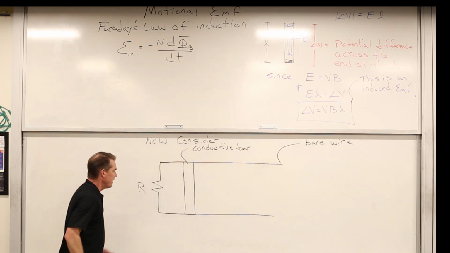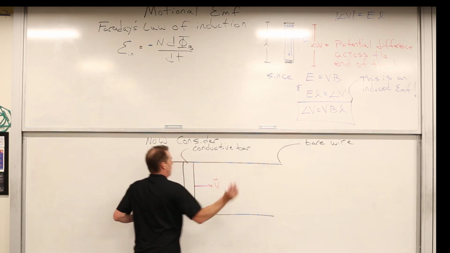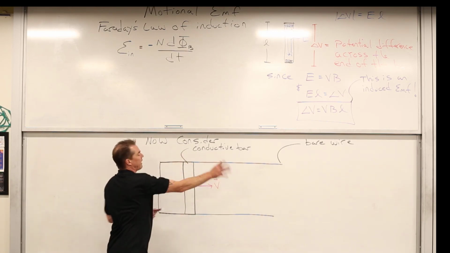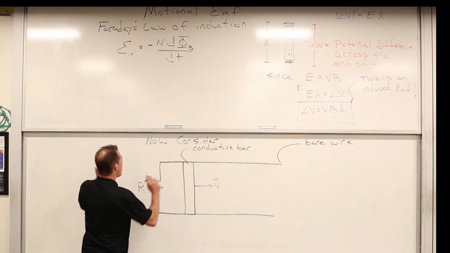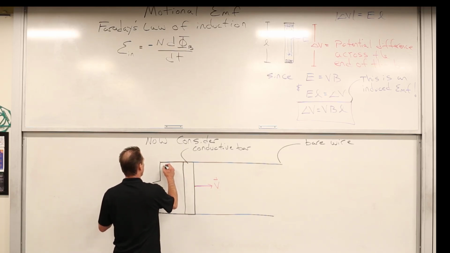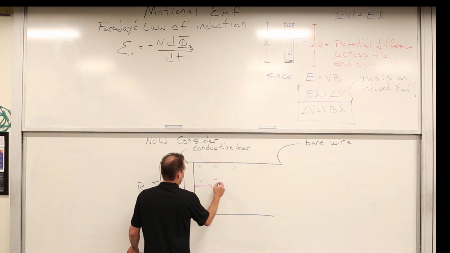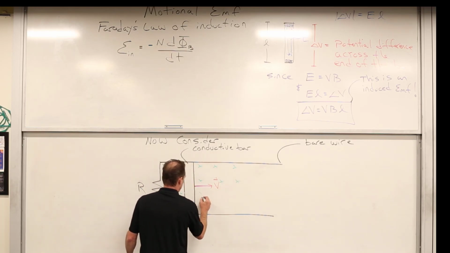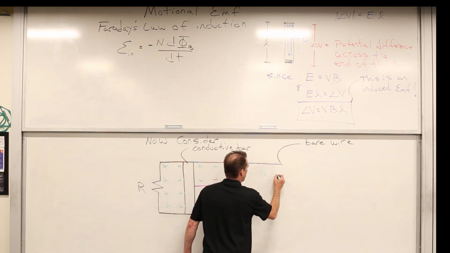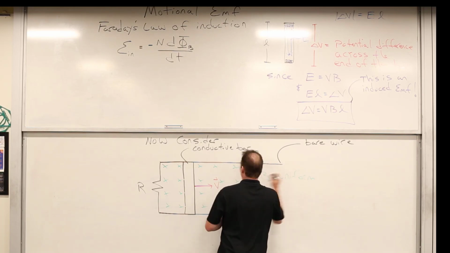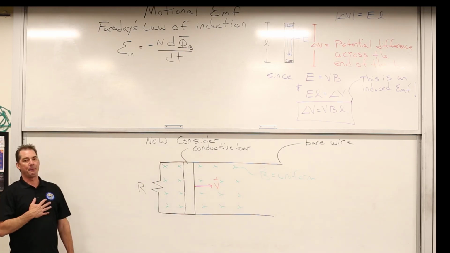Nice conductive bar, and we will move this bar with some velocity V, slide it across these wires, and we will have this whole thing immersed within a uniform magnetic field. Say, what's going to happen?